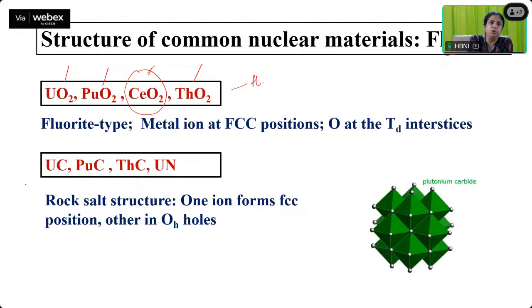Then the carbide fuel, you know how important this is for us: UC, PuC, ThC, and UN, all of them, and the nitride fuel. They are 1:1 stoichiometry of cation and anion. They adopt the rock salt structure, that is, one ion forms FCC and the other occupies the octahedral holes.